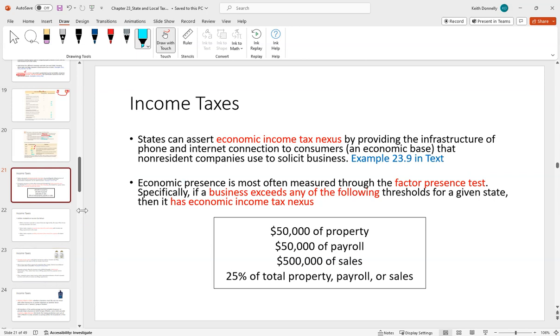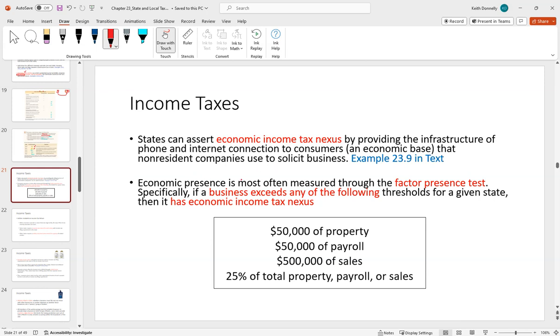Let's see here. We'll do the next two slides, then we'll pause this lecture because we're almost about halfway through. So a couple things to finish this off. States can assert economic income tax nexus by providing infrastructure, a phone, an internet connection to consumers, an economic base that non-resident companies use to solicit business.